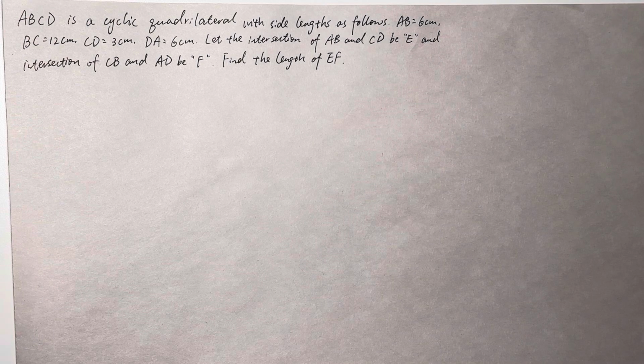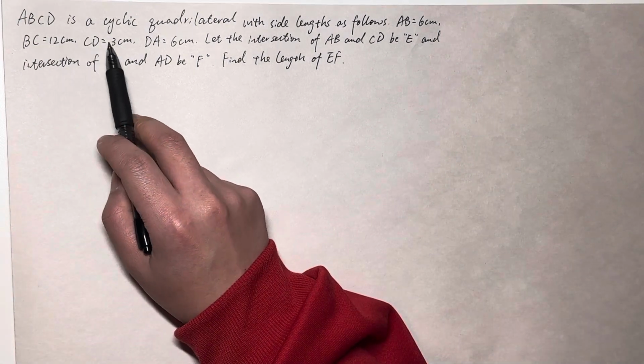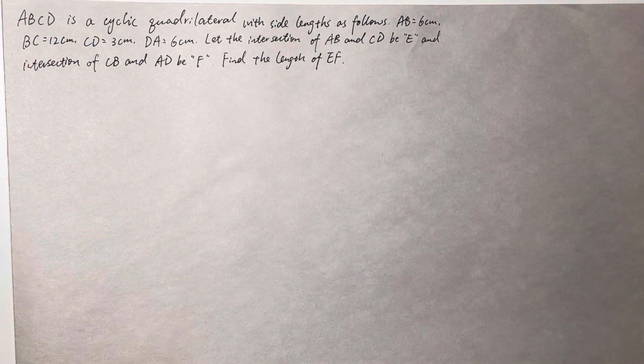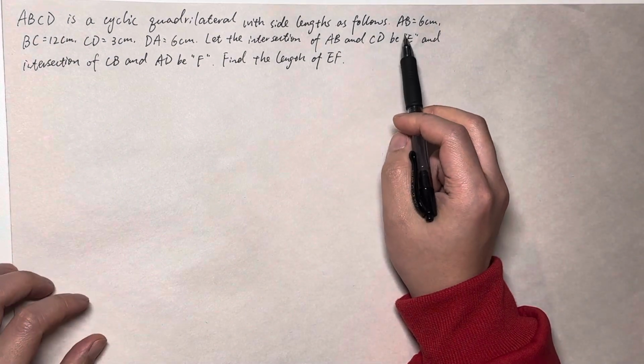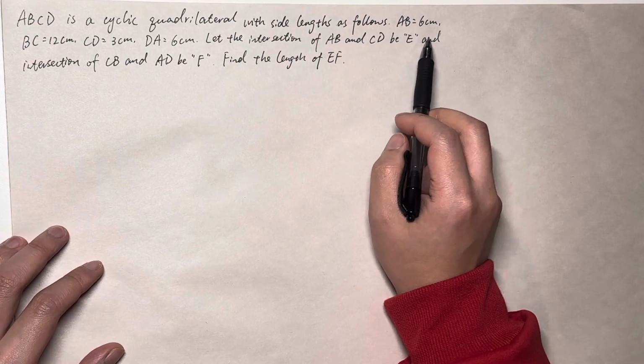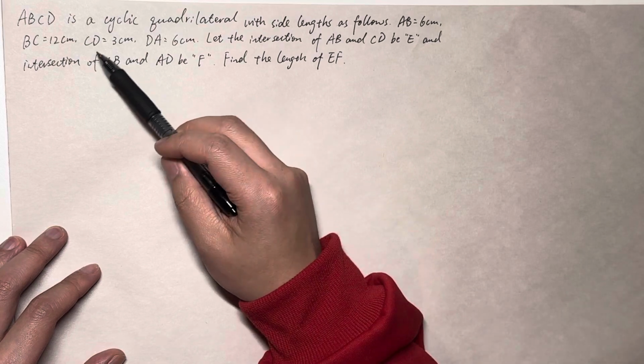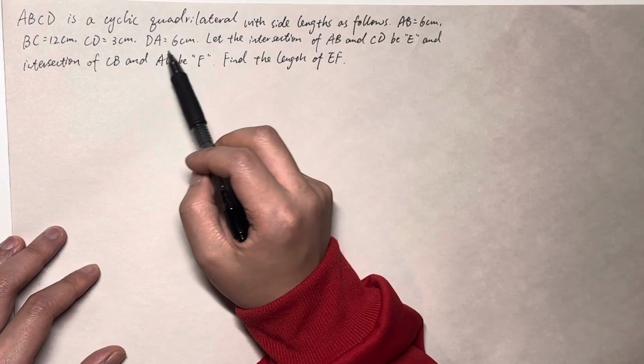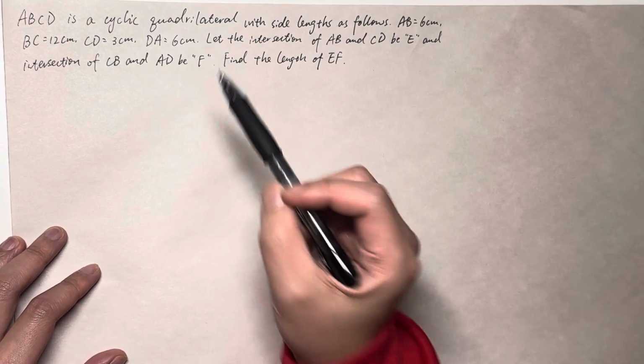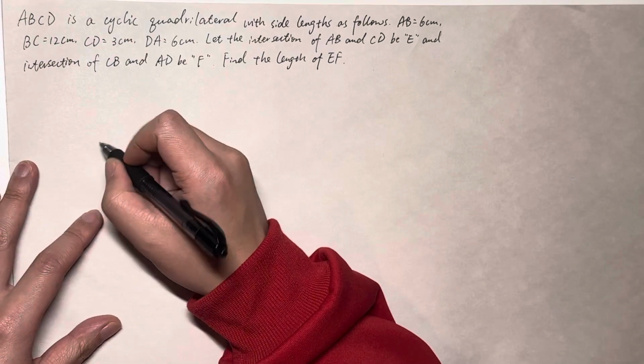Let's see the problem. ABCD is a cyclic quadrilateral with sidelines as follows. AB equals 6 cm, BC equals 12 cm, CD equals 3 cm, DA equals 6 cm. Right, so let's just draw it first.